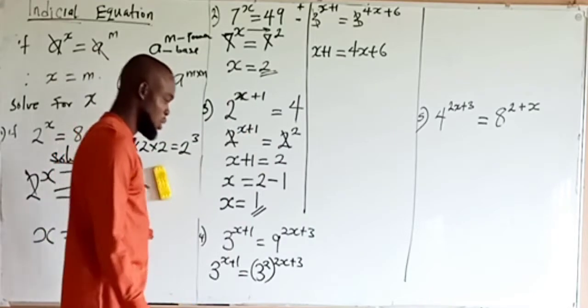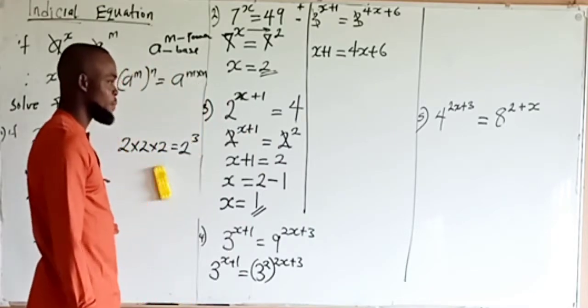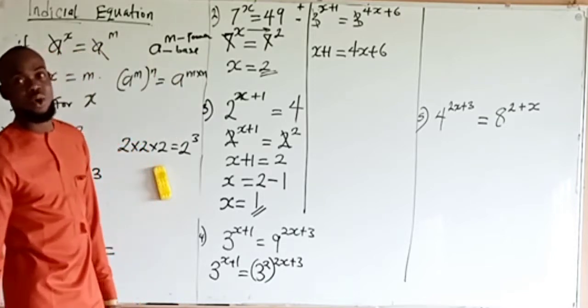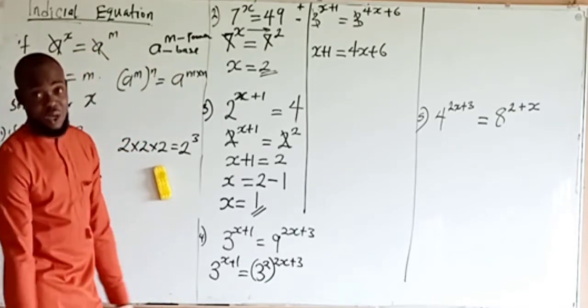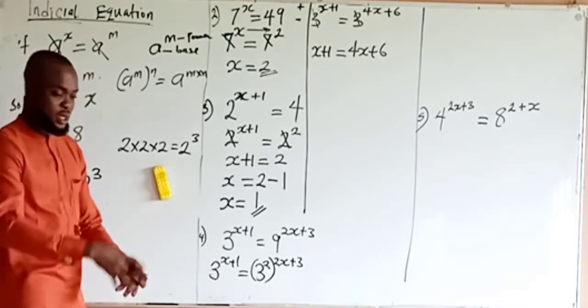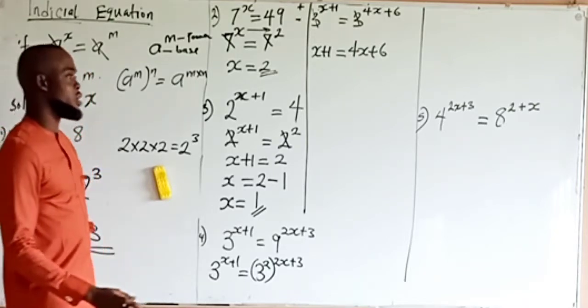You will ignore the base and do what? And equate the power. Not that you will cancel out the base. The base cannot cancel out. What you do is to ignore it, as if it does not exist, then you equate the powers.